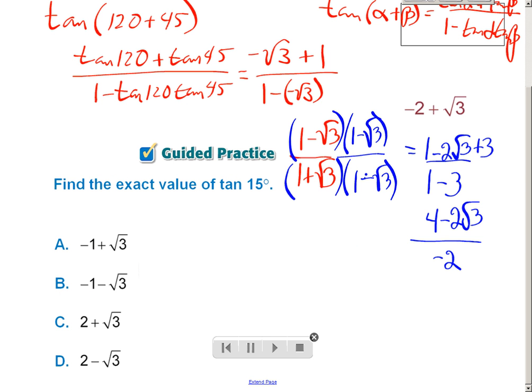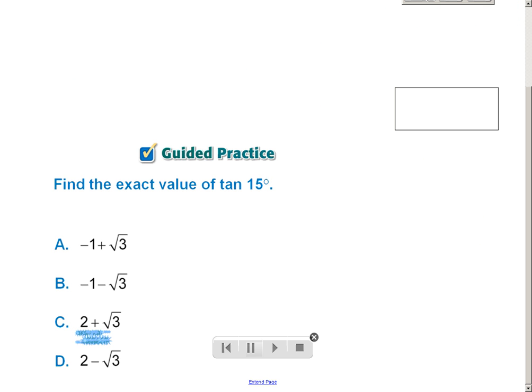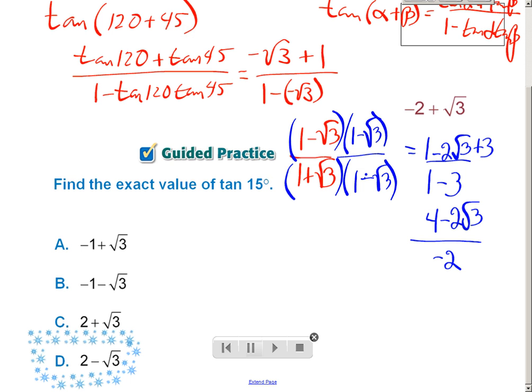Try this example on your own. And the answer is D, and with snowflakes, which is appropriate for today.